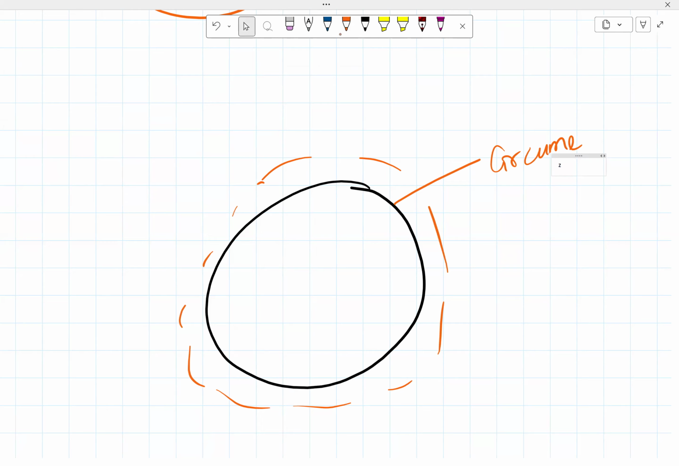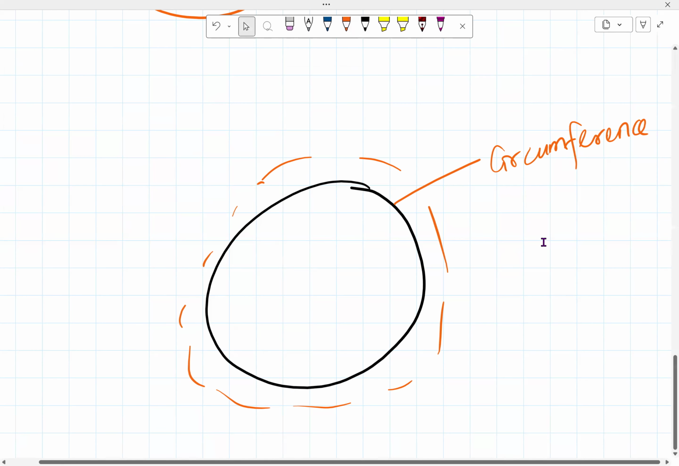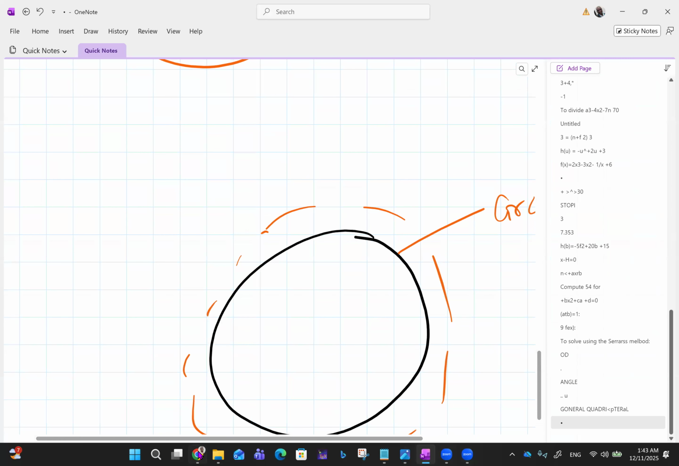Circumference. So technically, it is the perimeter of the circle. So this is the circumference of a circle, and it is the perimeter of the circle. It has a formula you're going to find out pretty soon.